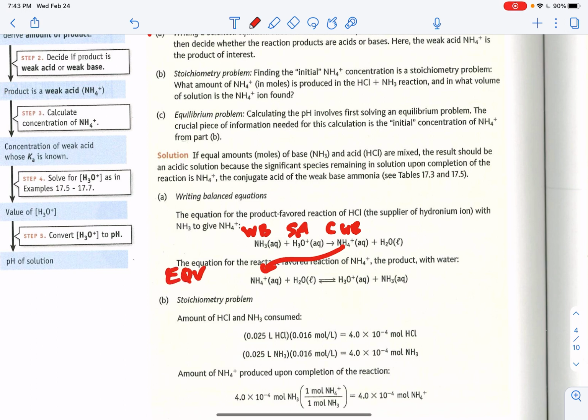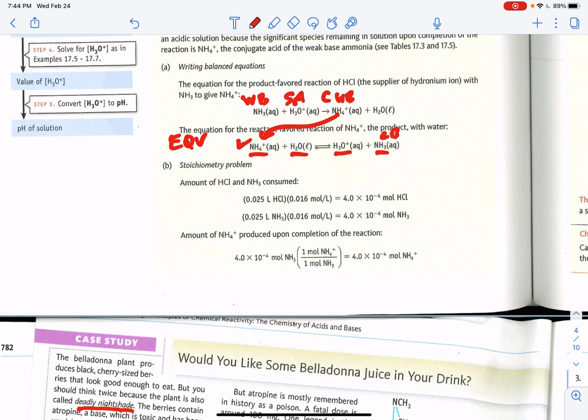Here's the equation. The conjugate of my weak base, hydrolyzed with water. It donates a proton to the water, creating the hydronium ion. And as a result, it ends up being ammonia. My conjugate, my weak acid, becomes my conjugate base in this particular equation. We also know that we have the same number of moles of hydrochloric as ammonia when we multiply volume times molarity. Same number of moles. It's a 1-to-1 ratio.